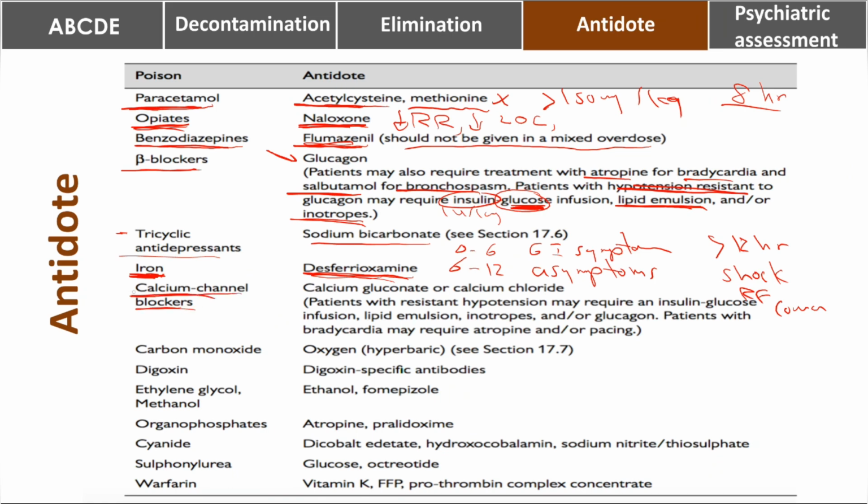Calcium channel blocker. If the patient has taken a calcium channel blocker, it's very toxic, especially in children. You give calcium gluconate or calcium chloride. Patients who are resistant to this, you have to start insulin and glucose, like in the beta blocker. You may also need lipid emulsion, inotrope, and even glucagon can be given. For a bradycardic patient, you give atropine.